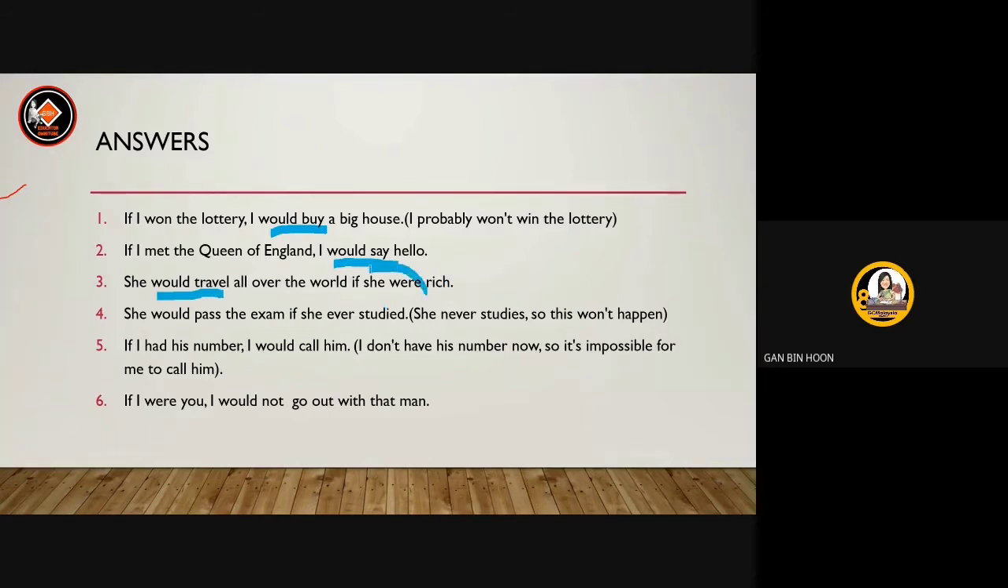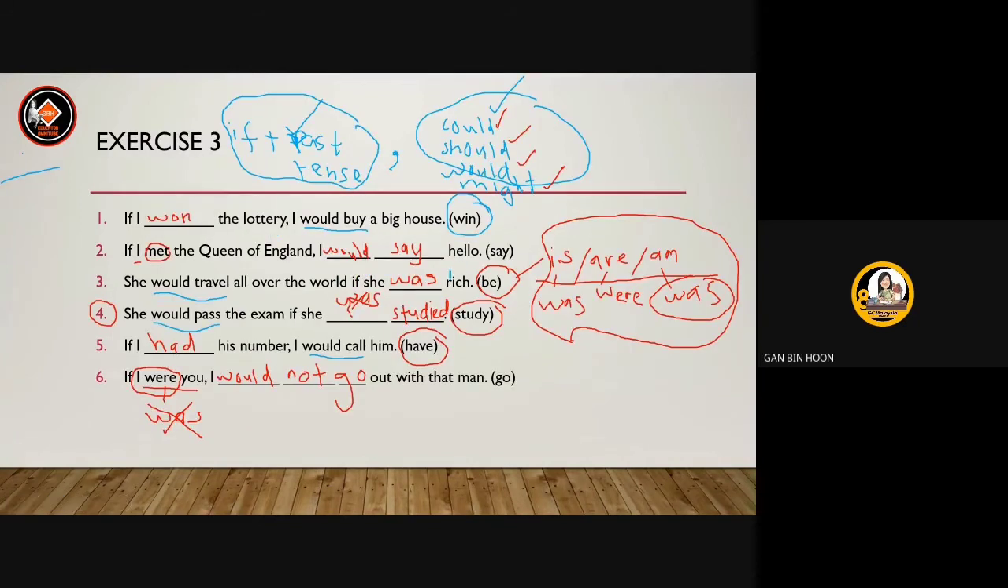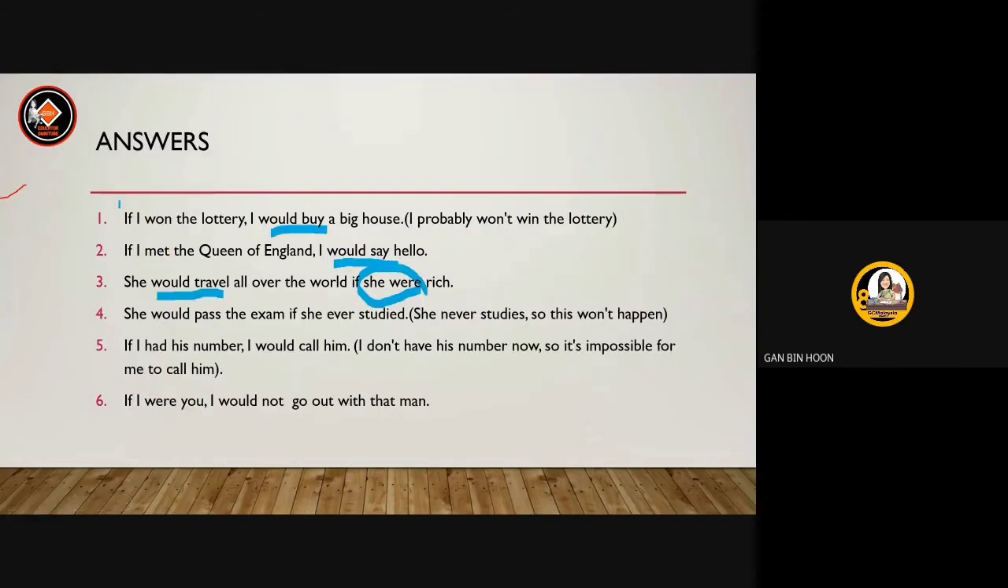Teacher, tadi was. Kenapa jadi were? Let's look at the answer just now. Teacher jawab was, teacher just now tadi. Okay. So let's look at apa syarat dia later. So number 3 we got wrong. Right? We got wrong number 3. She would pass the exam. Would pass. If she ever studied. Okay. She never studies. So this won't happen. So ayat yang awak tertinggal adalah ever.